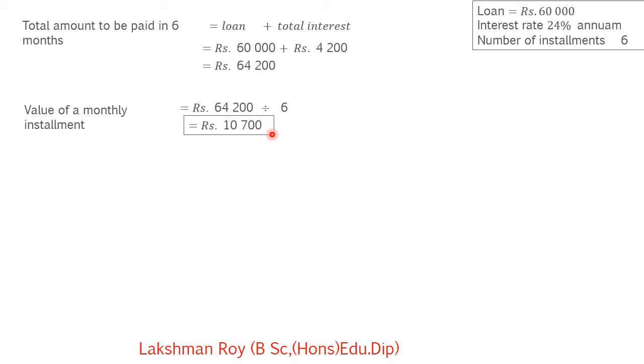That means in every month, first month you have to pay 10,700, second month 10,700, third month 10,700, right? So in every one of the 6 months you have to pay 10,700 rupees each. So that is the monthly installment using the reducing balance method, right?